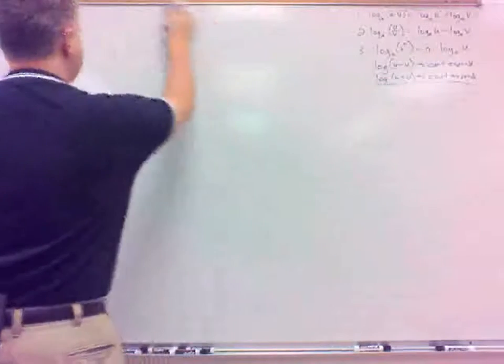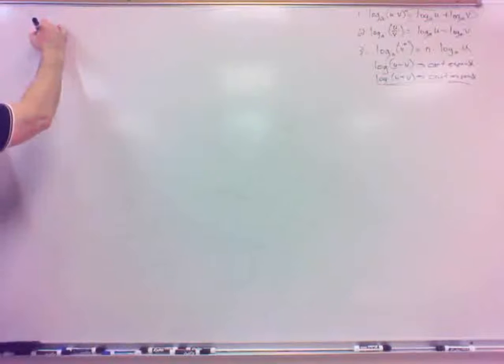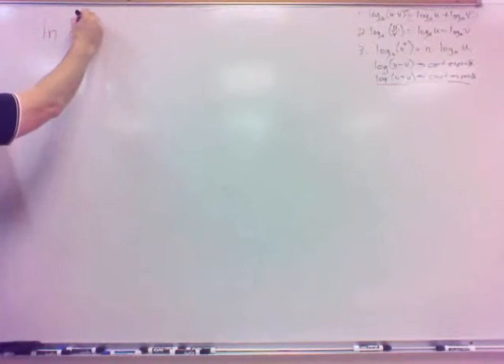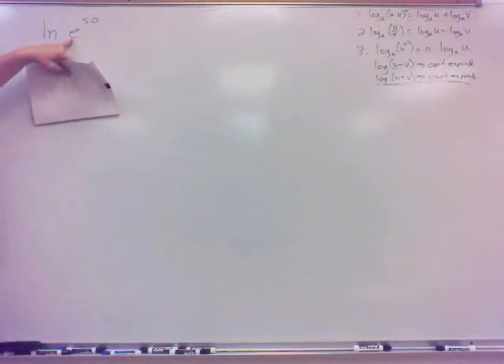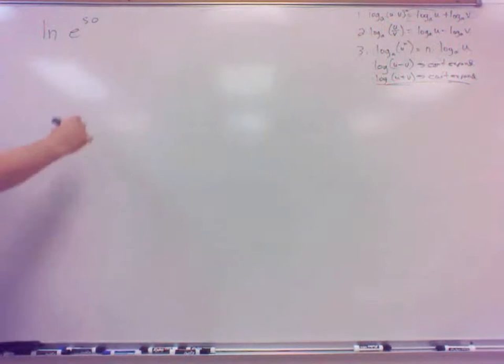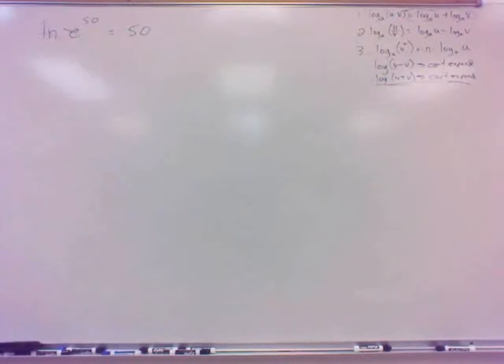So if I have ln of e to the 50th, what happens? Well, that's base e, and that's e. So don't those cancel out by that first property down here? That's just 50, yeah. The ln and the e, same base. You've got the same base logarithm as you have the base exponential expression. Yeah, those just cancel out. Okay?